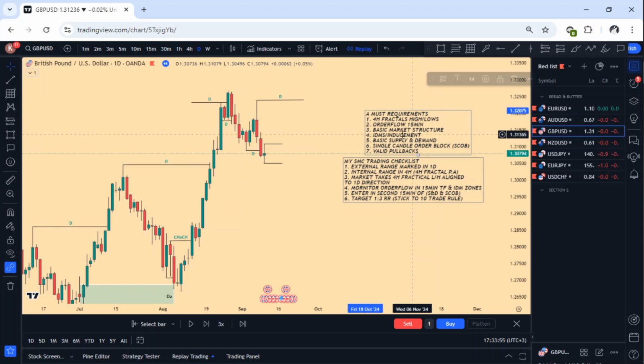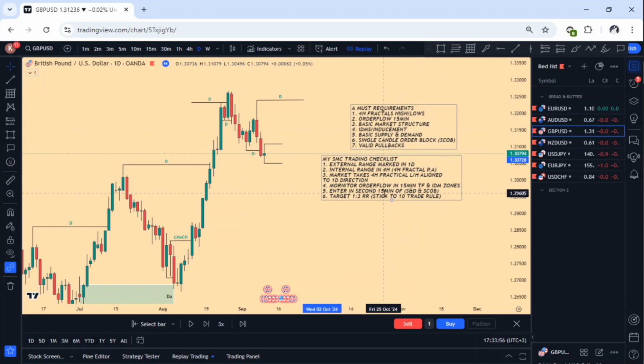My internet is back. So after order flow, you need to understand basic market structure, what I've just explained here. You need to understand where IDMs are, inducements. Then you need to understand basic supply and demand. This is the easiest. And then you need to understand single candle order block. This is where we get our entry. Then you also need to understand valid pullbacks.